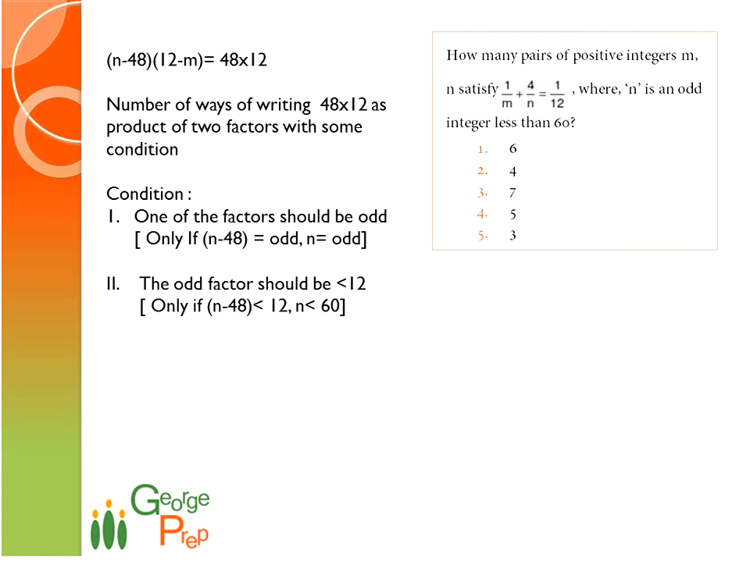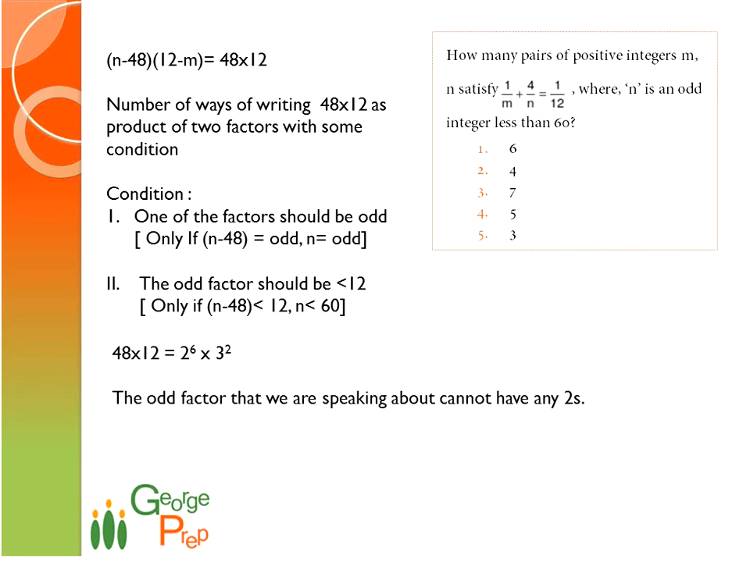So keeping these two conditions in mind, let us factorize 48 into 12 and write the standard form. It can be written as 2 to the power 6 into 3 to the power 2. Now if one of the factors has to be odd, that factor cannot have any powers of 2, other than 2 to the power 0. So the odd factor we are speaking about cannot have any 2's, and hence the possibilities are 3 to the power 0, 3 to the power 1 and 3 to the power 2. So n minus 48 can only take these values. Luckily none of these powers of 3 are greater than 12, right? So the answer is option 5. The only three possibilities: n minus 48 has to be 3 to the power 0 or 3 to the power 1 or 3 to the power 2.